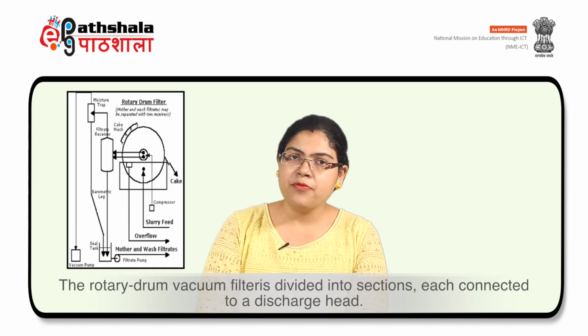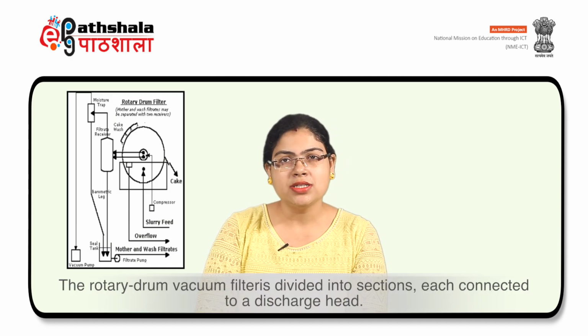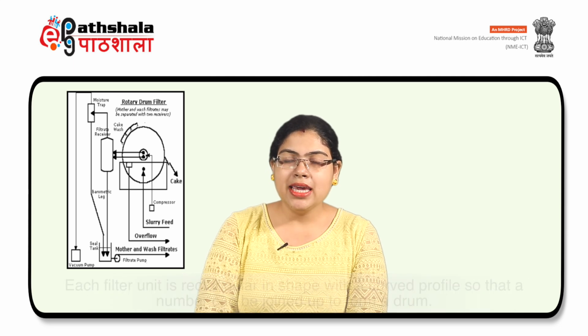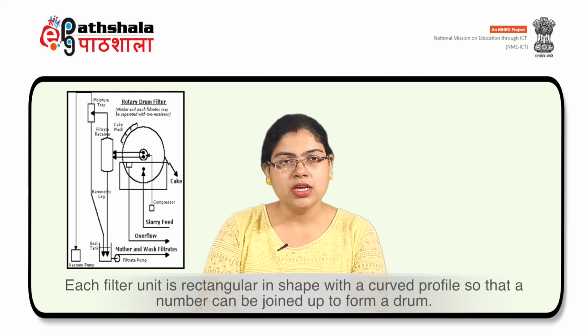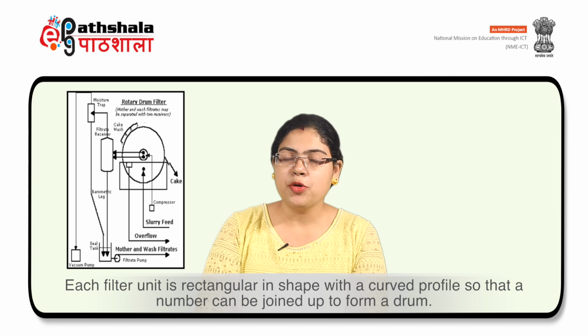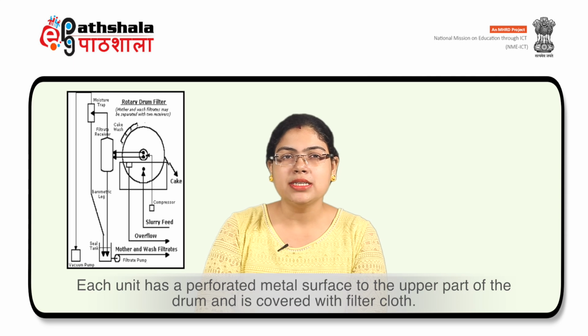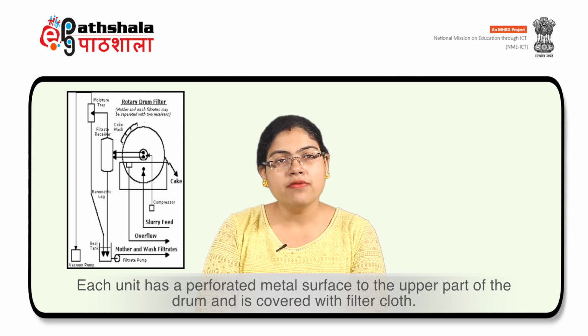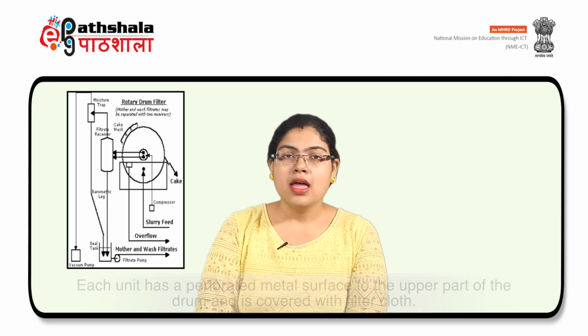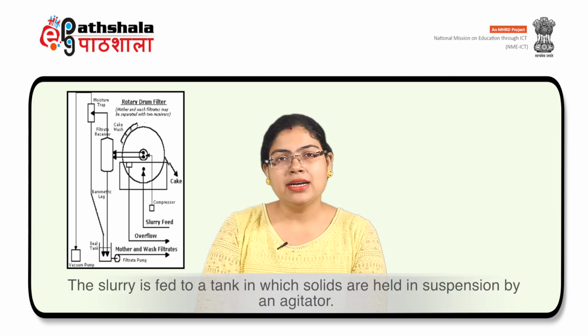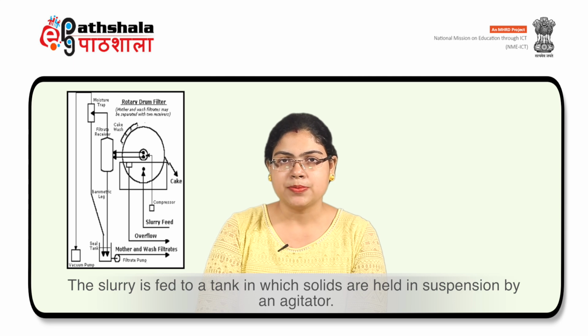The rotary drum vacuum filter is divided into sections, each connected to a discharge head. Each filter unit is rectangular in shape with a curved profile so that a number can be joined up to form a drum. Each unit has a perforated metal surface to the upper part of the drum and is covered with filter cloth. The slurry is filled into a tank in which solids are held in suspension by an agitator.